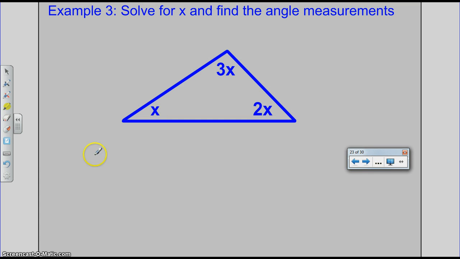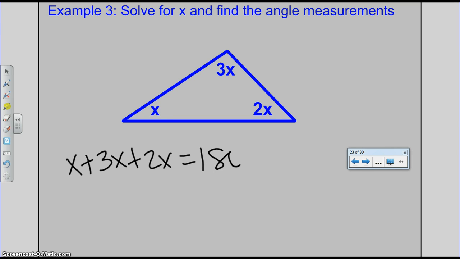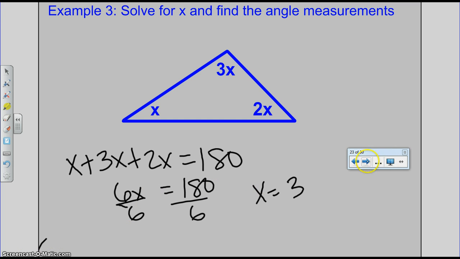Here's an algebra one. If I know that x plus 3x plus 2x, all of that should give me 180. I just combine my like terms, which is 6x. I know that 6x equals 180. Now I divide both sides by 6. And I know x is 30.